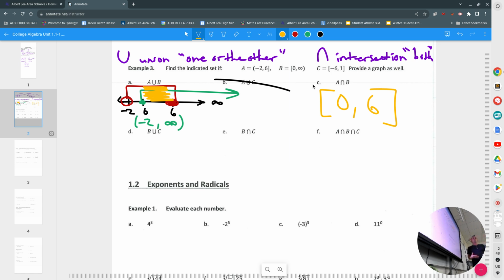So the final thing I want you to do today before you work on your assignment is I want you to look at D and E. Produce a graph of B and C together and identify B union C and B intersect C. Please try letters D and E. Go.